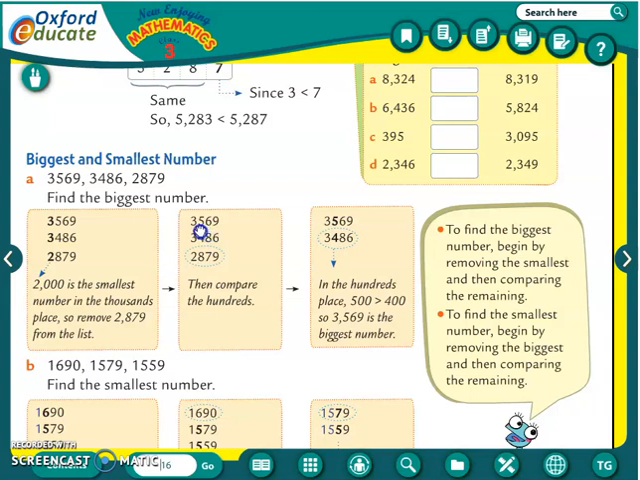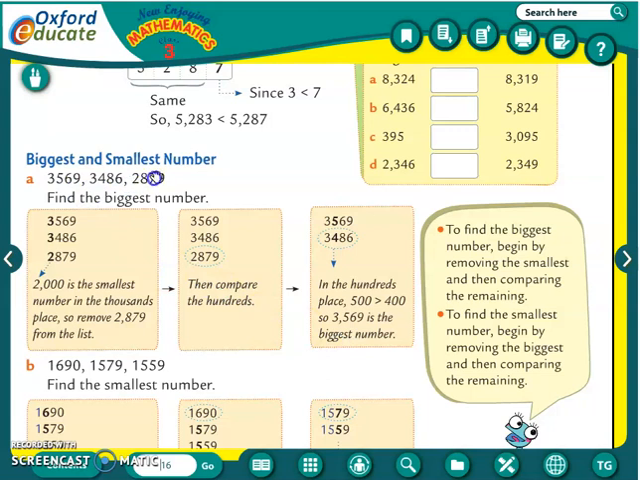So now we will see 3569 and 3486. So for this, what will we see? At the thousands place 3 are same. So we will see at the hundreds place. So here it is 500 and 400. So we can say 500 is bigger. That is why the first number, 3569, is the biggest number.